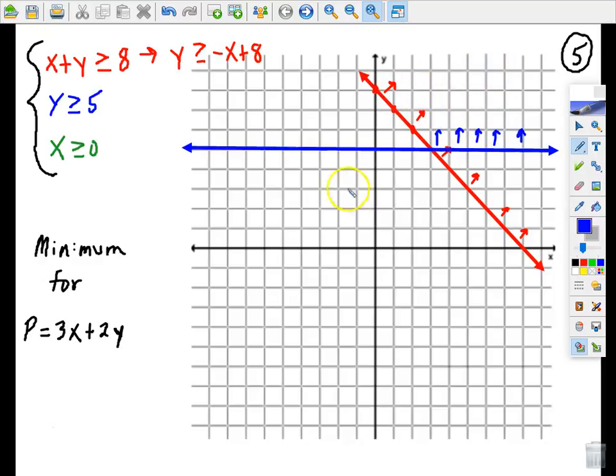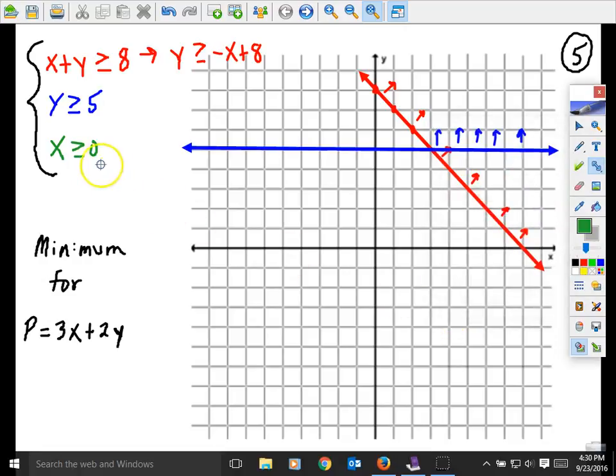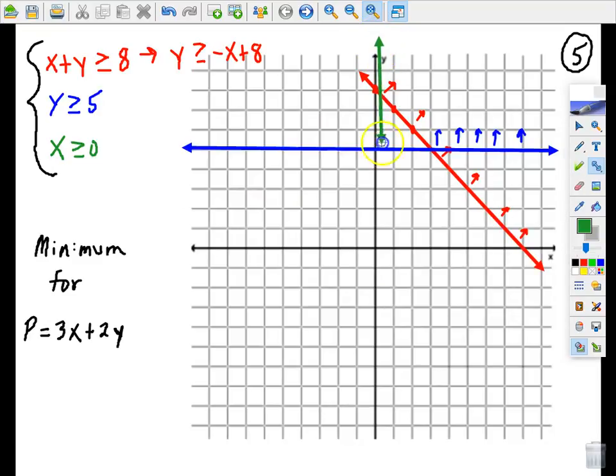greater than for both. And then finally, let's do in green this last inequality that is x is greater than or equal to 0. Well, here is where x is 0, just on top of the y-axis. And the greater than side for that will be to the right. And so what we end up with is our shading would be all of this area where blue, red, and green all converge.